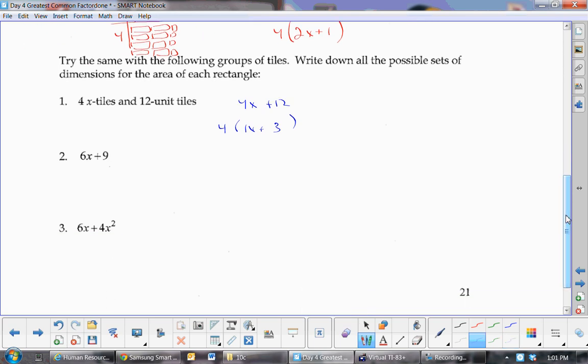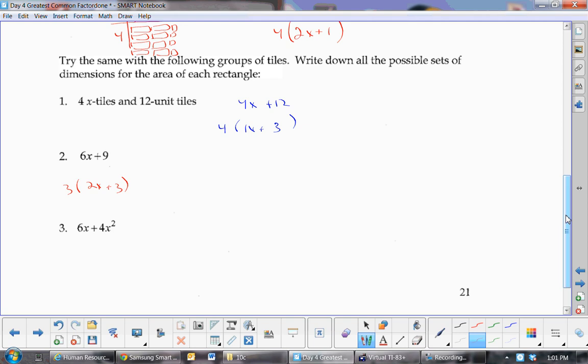You have your 6x plus 9. We want to factor something out. Take the greatest common factor. So for 6x and 9 it would be 3. So I take my 3. What will be left inside? 2x plus 3. And then you can double check quick. 6x plus 9. Yeah, it works.